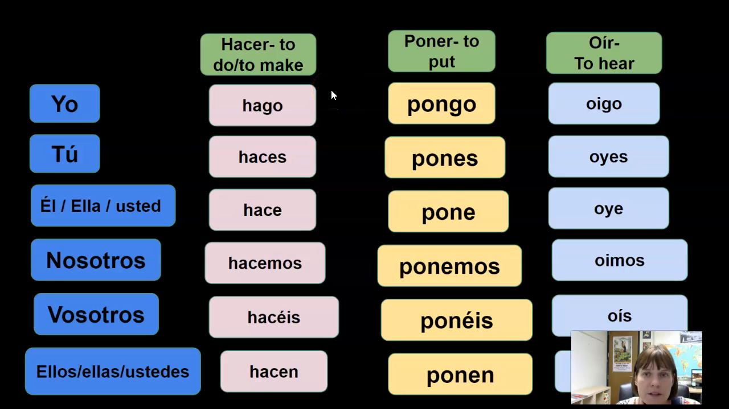So I think right now this is a good start because we have some irregular verbs in here. We have the present progressive, and we also have just your basic AR, ER, IR verbs. So hopefully this will help you with your repaso.